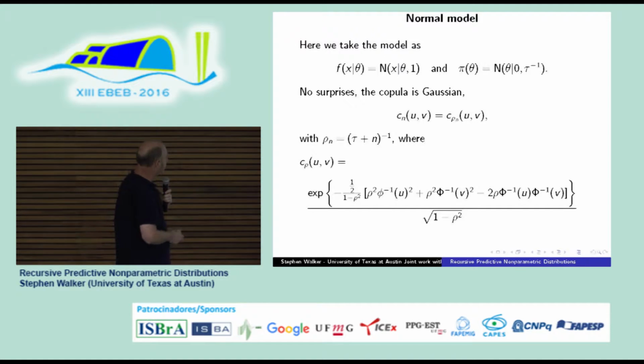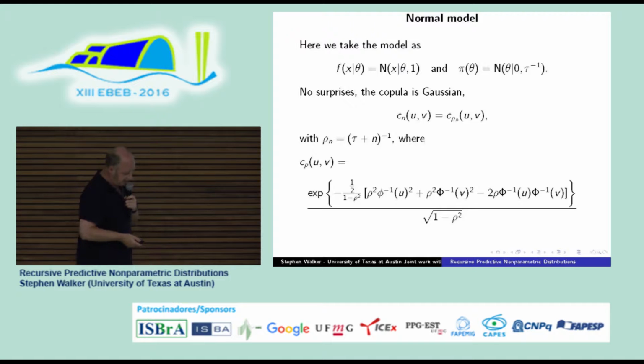It's no surprise that the normal model gives you a normal copula, and the parameter of the normal copula is 1 over tau plus n, where tau is, it's not the variance, it's the precision, and n is the sample size. Okay. So as I said, when you have very simple models, the copulas become very simple. The coherence equation doesn't actually make anything messy in that particular case.